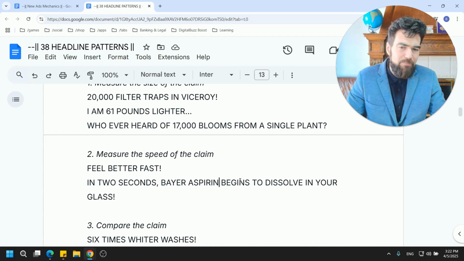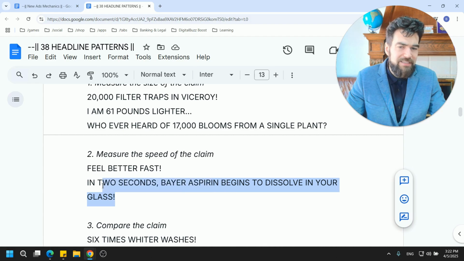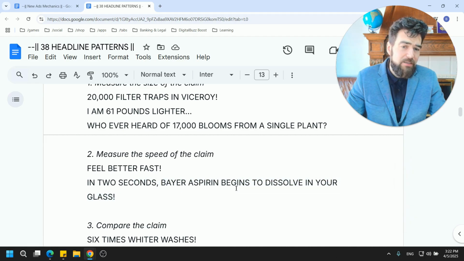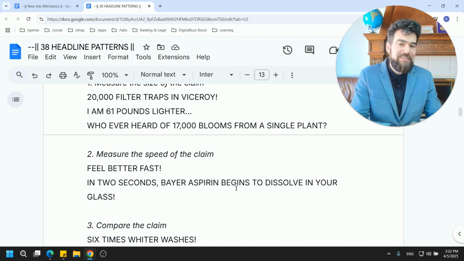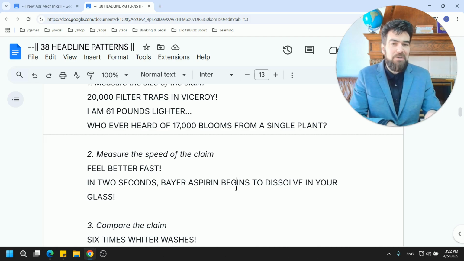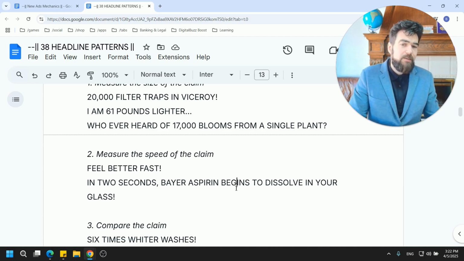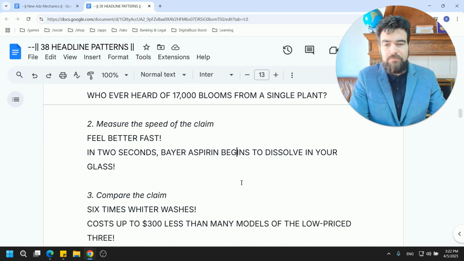So this is why this whole thing, dissolving in your glass in 2 seconds, feels more like a mechanism to me. So I would say this thing is a mechanism, and I'm going to say it's sophistication stage 3, because we're addressing some unique thing about our product. That is what I would say.